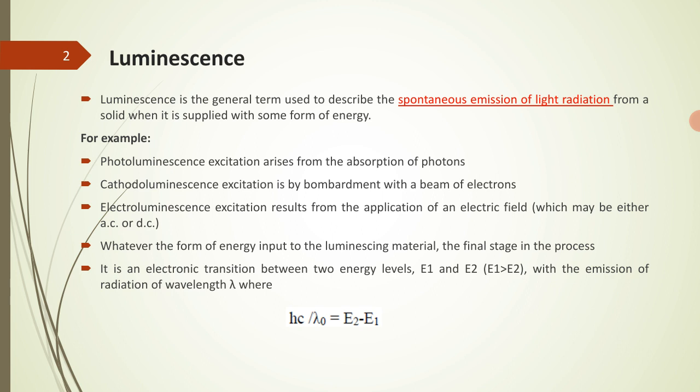The first one is photoluminance, which arises due to the absorption of photons; cathodoluminance, which occurs due to a beam of electrons; and the third one is electroluminance, which results from the application of an electric field. Here there is an electronic transition between two energy levels, E1 and E2, and the emission of radiation of wavelength lambda, where h nu divided by lambda naught is equal to the difference between the two energy levels.